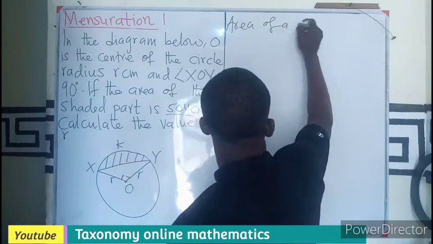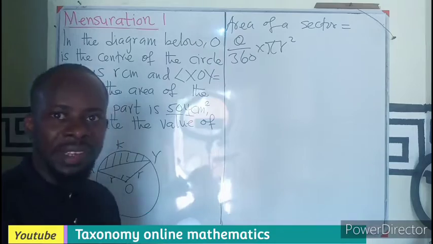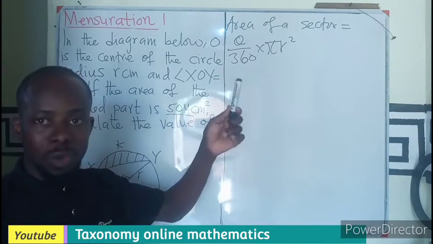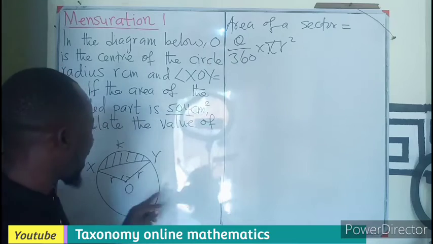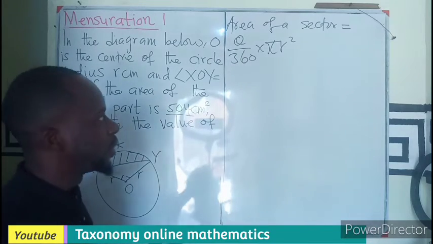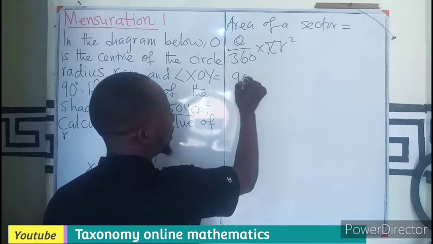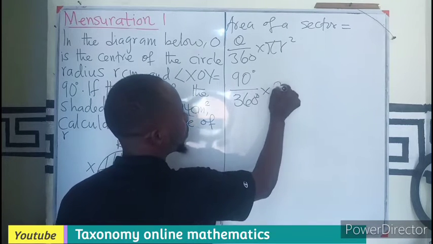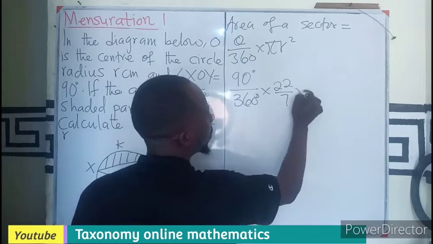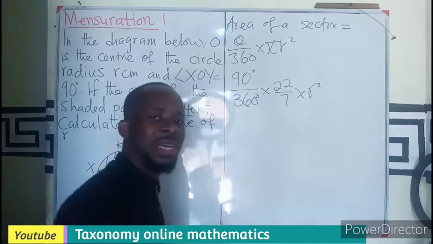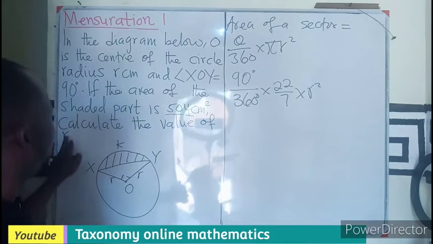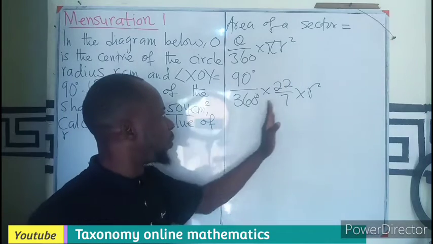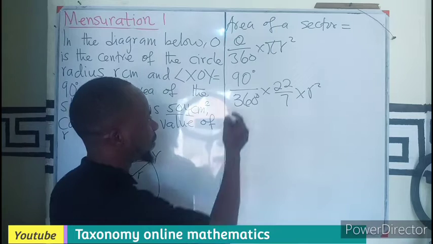So we know it is given by theta over 360 times pi r squared. In this case, our theta is the angle formed at the center, which is 90 degrees, so 90 degrees over 360 degrees times pi, and the r will still remain r squared because we don't know the value of the radius. So let's see how we can simplify this.